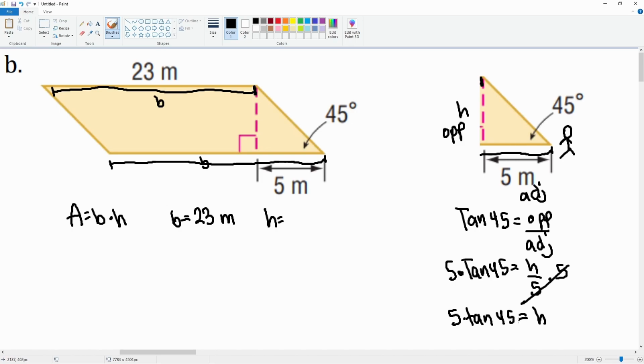Now I plug that in. 5 tan of 45. I get h is equal to 5. Now I can plug into my equation for the area. Base is 23, height is 5. So the answer is 115 meters squared.